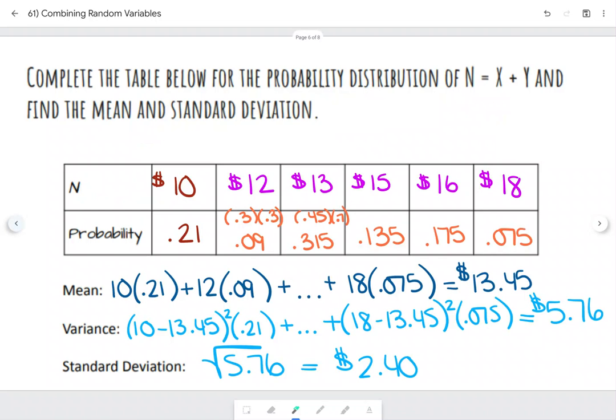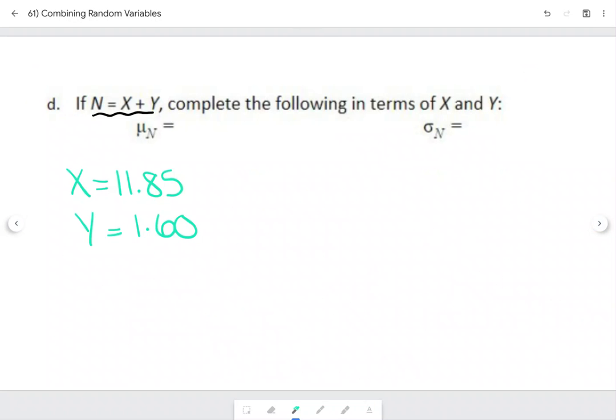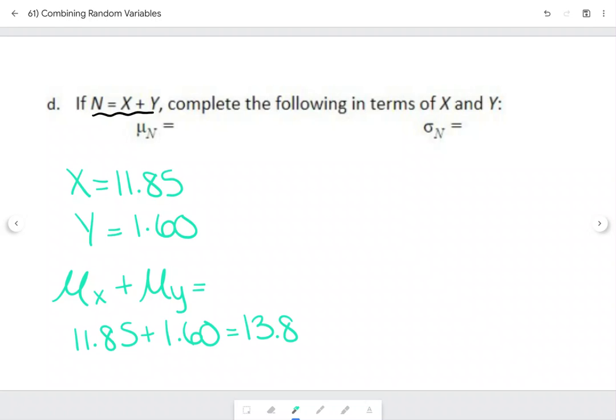And when we just calculated the mean of both, we got $13.45. Well, in here, if I take my mean of x and my mean of y, we ended up with that 13.85 that we did in the previous slide here. Oops, 85. So in this case, this checks out.